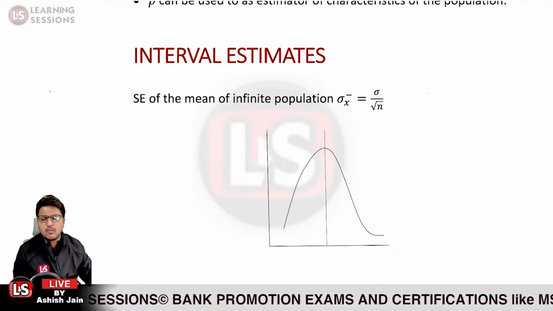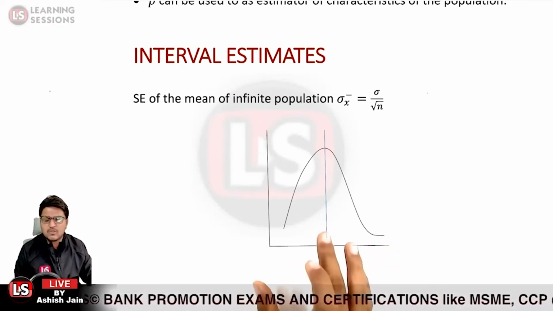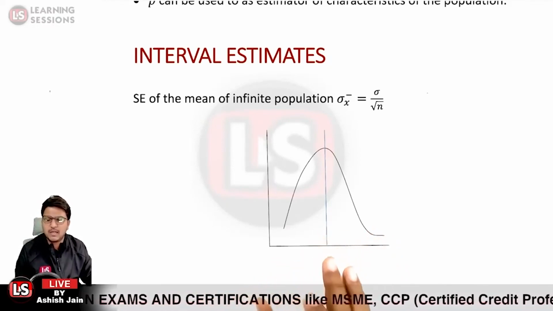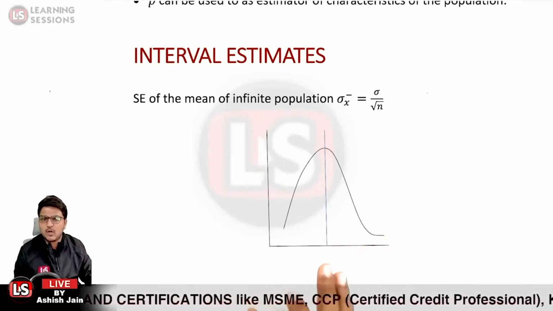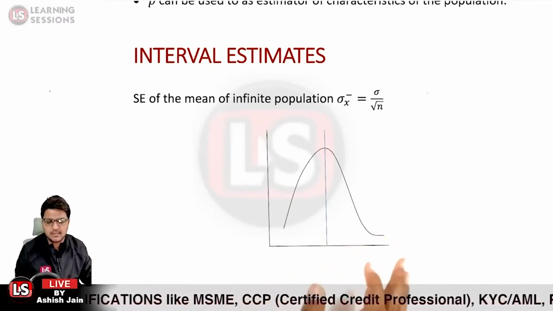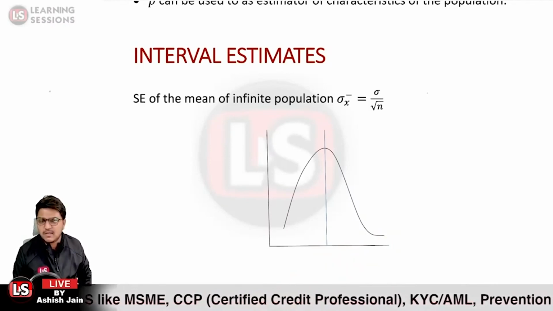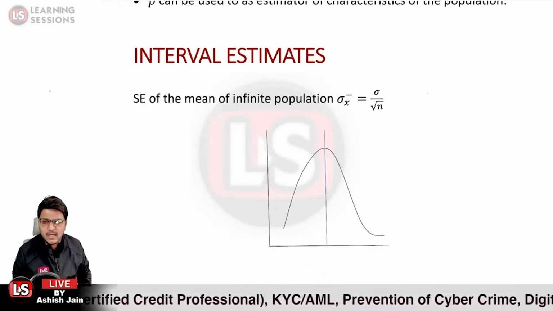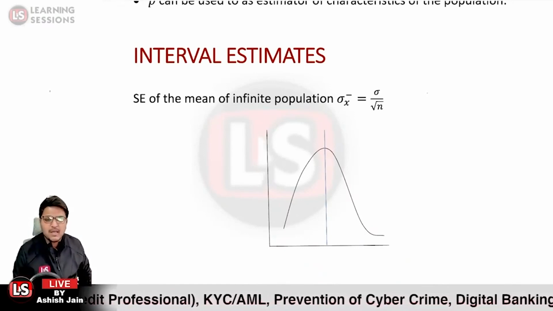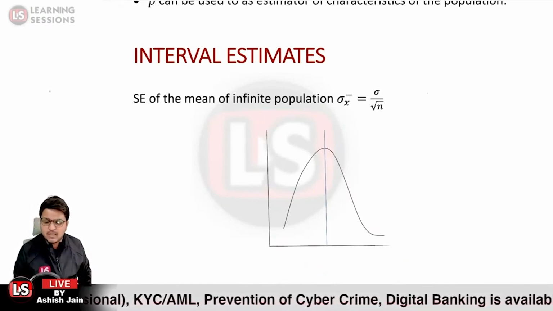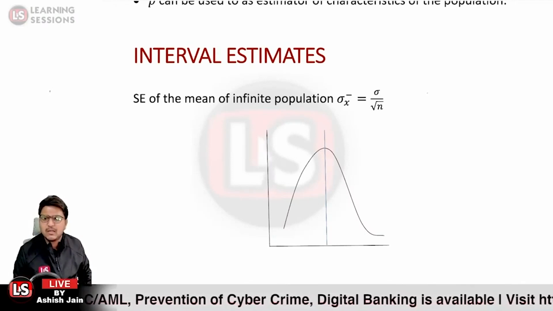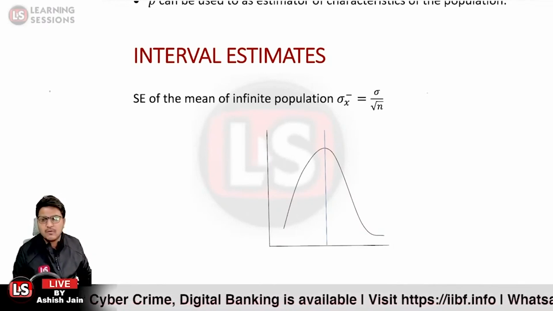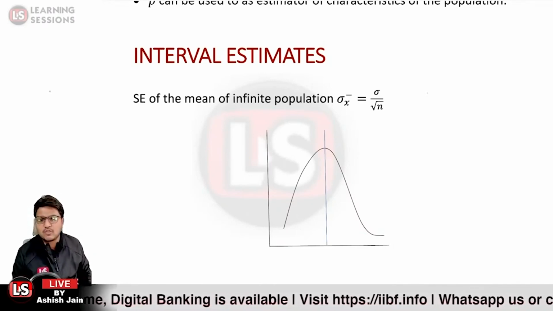Whenever we are talking about the infinite population, the samples taken out of the population will always tend to the normal distribution itself when the sample size increases. That is the central limit theorem. What does the central limit theorem indicate? It indicates that if the sample size increases, the graph of the sample will tend to the normal itself, whether the population graph was normal or not.